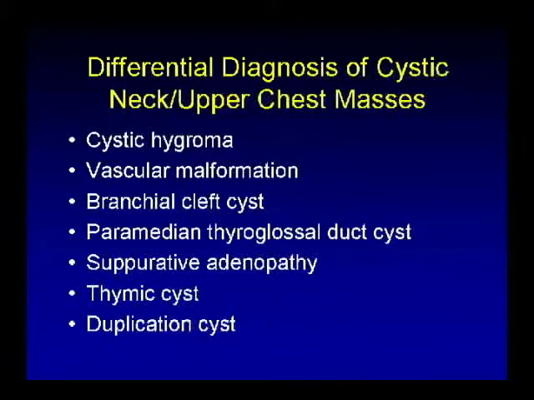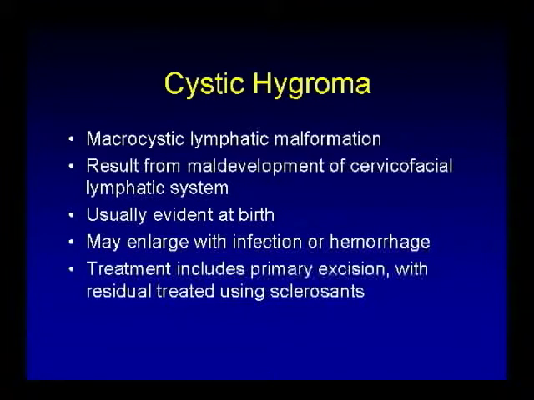The differential of cystic neck and upper chest masses include cystic hygromas, vascular malformations, branchial cleft cysts, thyroglossal duct cysts, suppurative adenopathy, thymic cysts, and duplication cysts. This one was a cystic hygroma, which is a lymphatic malformation, and it results from maldevelopment of the cervicofacial lymphatic system. They're usually evident at birth, but they can enlarge with infection or hemorrhage.